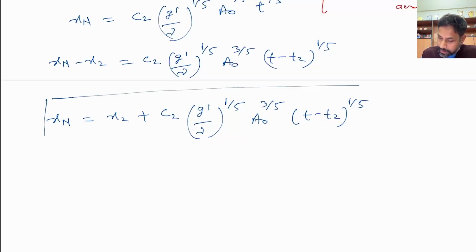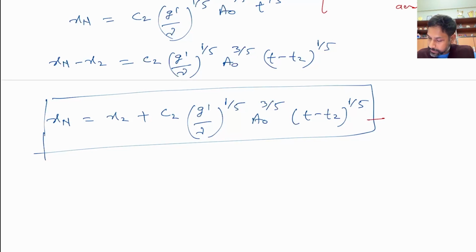So this is the gravity current length at late times. This is how the length of the gravity current changes with time at late times, once it has become much thinner and longer.